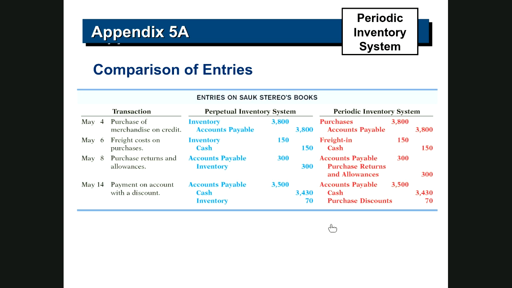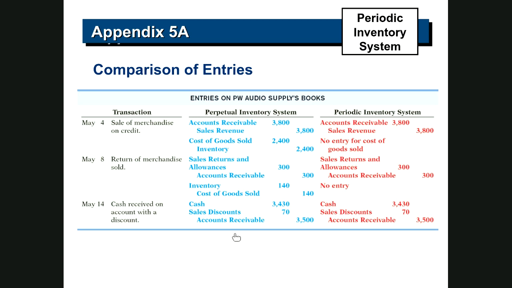So here we compare the entries for purchases and sales. In the perpetual inventory, we debited accounts receivable, credited sales, and we debited cost of goods sold and credited inventory. Everybody understands these two entries, right? You have made them many times. In the periodic, there is no entry for cost of goods sold.